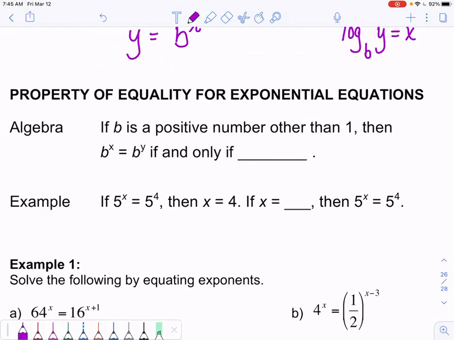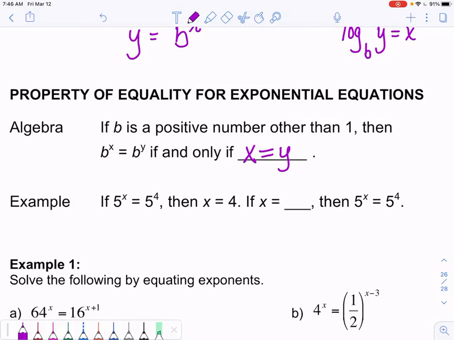Equality means equal. So it says if b is a positive number other than 1, then b to the x equals b to the y. So this base has to be the same. So 2 to the x equals 2 to the y. 7 to the x equals 7 to the y. And then it says if and only if, and that's that conditional statement from geometry. If and only if x is equal to y. So if my bases are the same, in order for these exponents to have the same value, the exponents must be the same, or the powers must be the same as well.